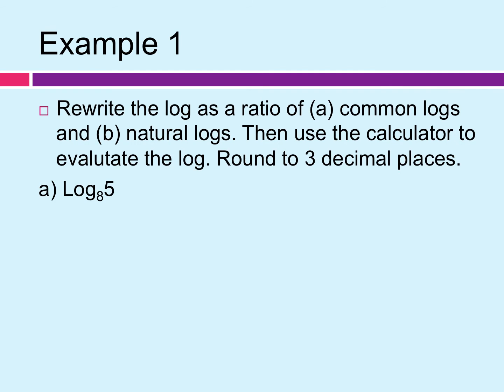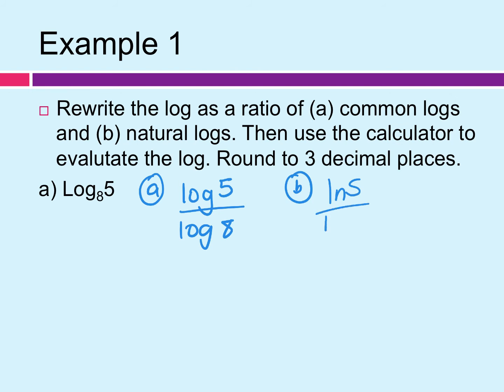All right, so this one says rewrite the log as a ratio of A common logs and then B natural logs, then use the calculator to evaluate the log and round it to 3 decimal places. So this time I have log base 8 of 5. Common logs would be log of what on the top? 5, good, over log of 8. Natural logs is ln of 5 over ln of 8. So ln of 5 divided by ln of 8, and I get 0.774. And it wouldn't matter if you did log of 5, as long as you make sure you close those parentheses, divided by log of 8 or ln, you get the same exact answer.